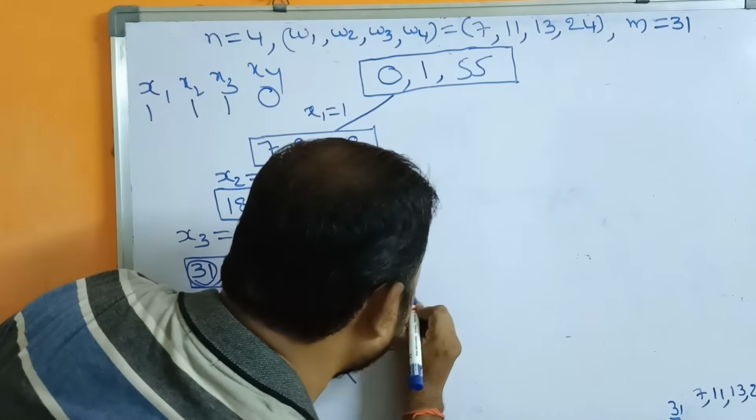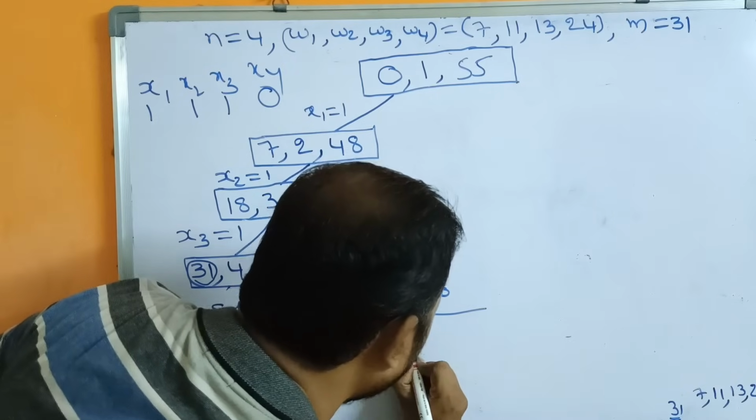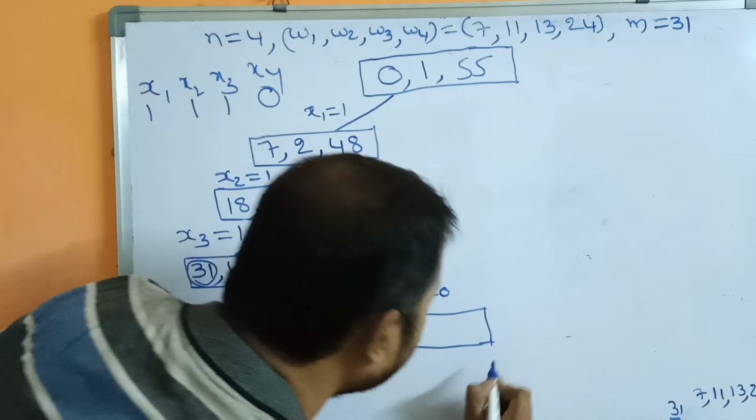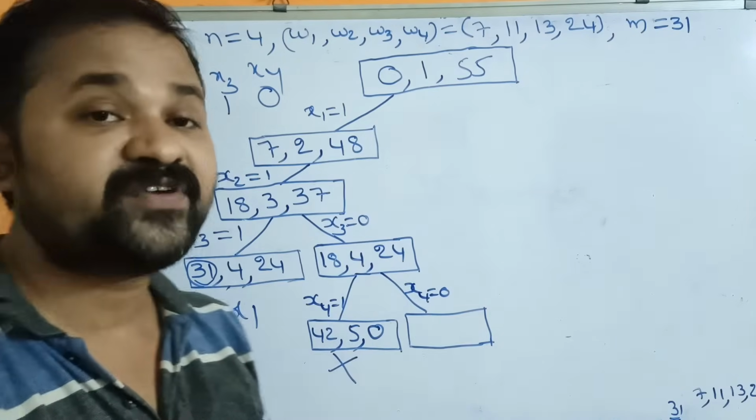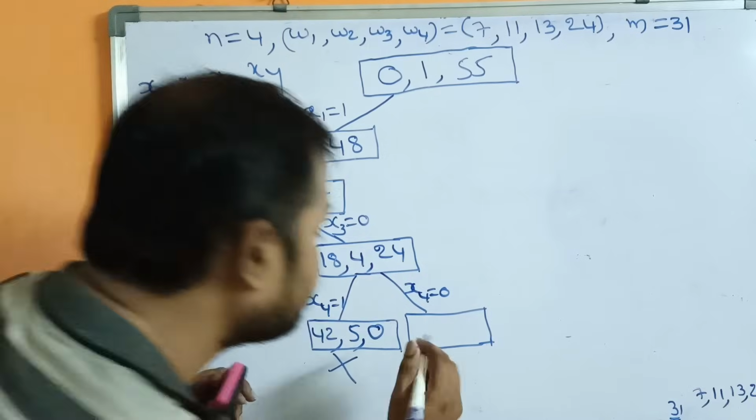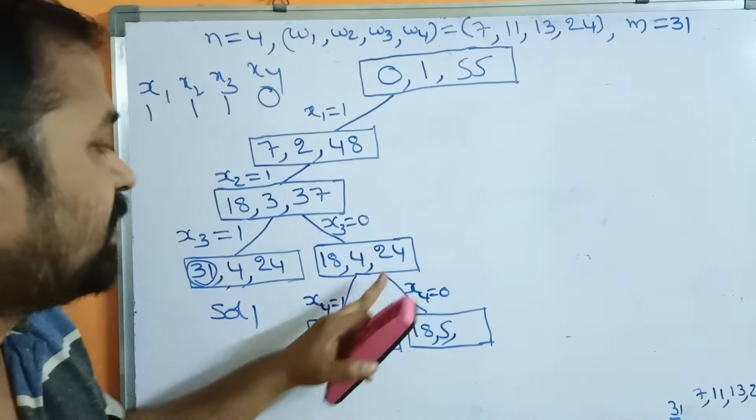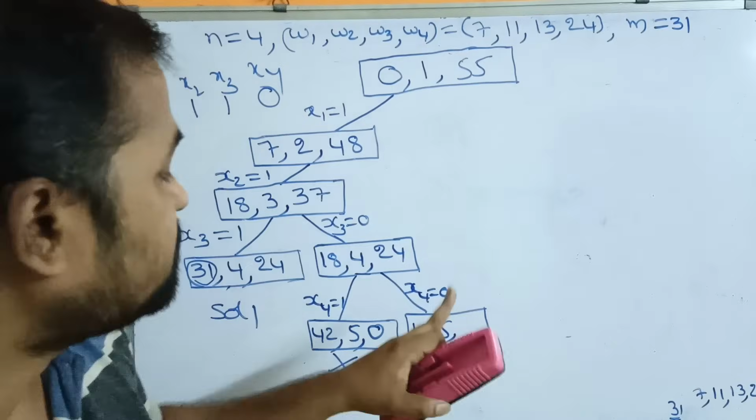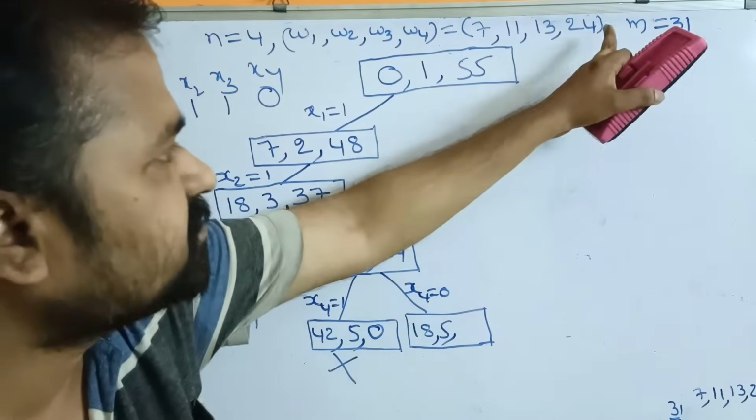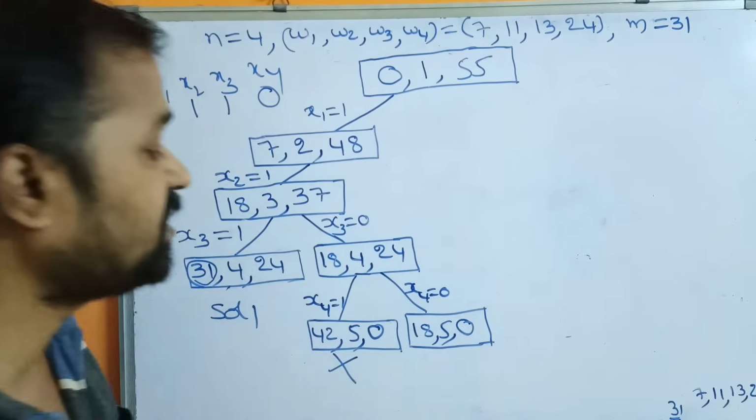So there is one more possibility. That is x4 is equal to 0. So what is x4 is equal to 0? x4 is equal to 0 means we are not considering the fourth object. If you don't consider any object, then write the sum as it is, 18 comma. The next object is 5 comma. Next we have to subtract this 24 from this 24. Why? Because fourth object weight is 24. So 24 minus 24 means 0.